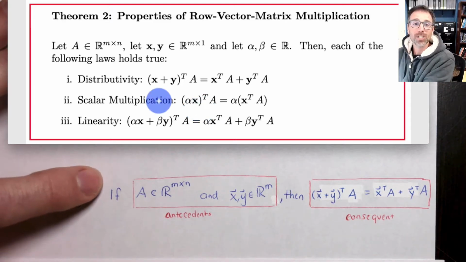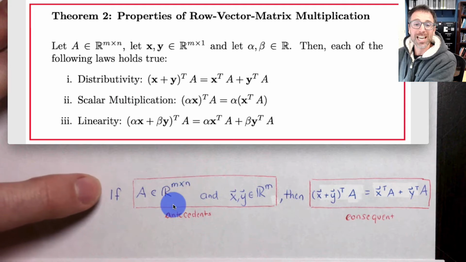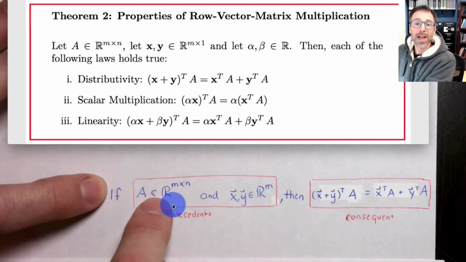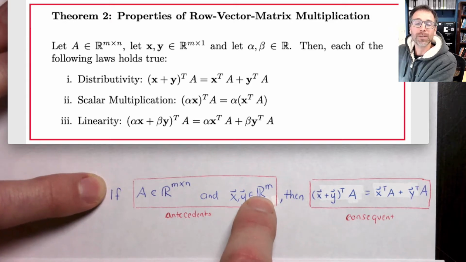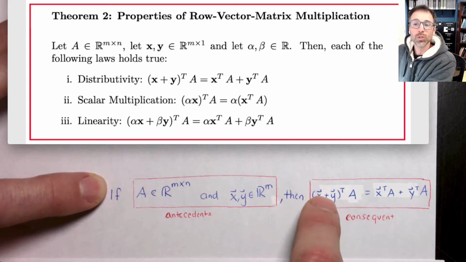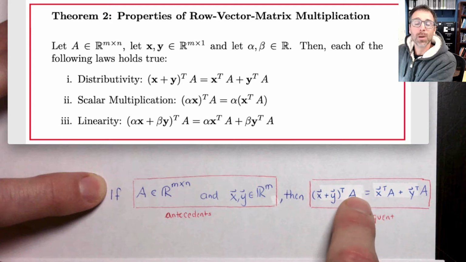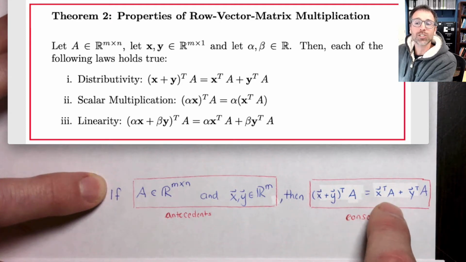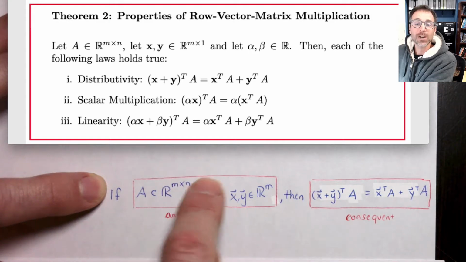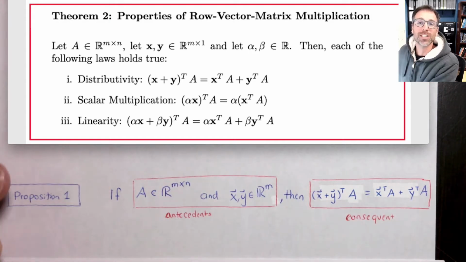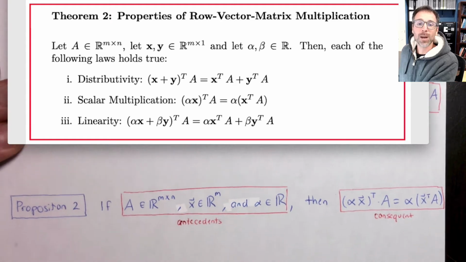Here, the proposition associated with distributivity is actually: if A is an m by n matrix and x and y are m by 1 column vectors, then it is true that (x plus y) transpose multiplied by A is equal to x transpose times A plus y transpose times A. In other words, here are the antecedents, and here's a consequence associated with distributivity. Let's look at the next proposition down.